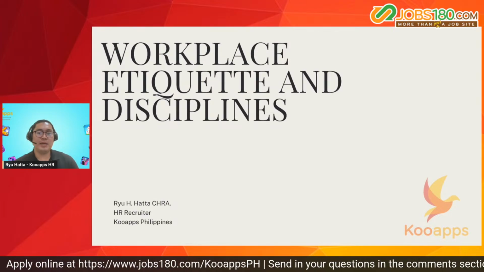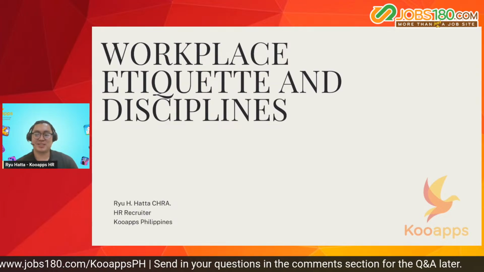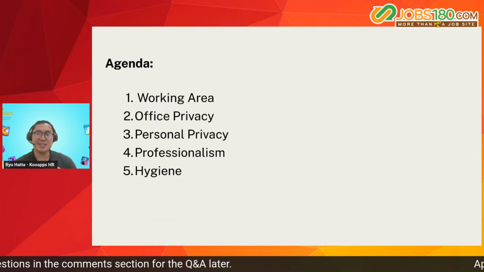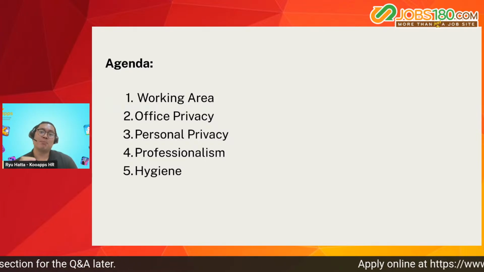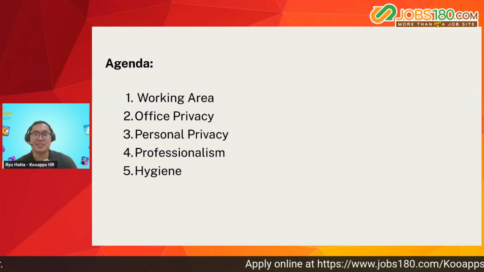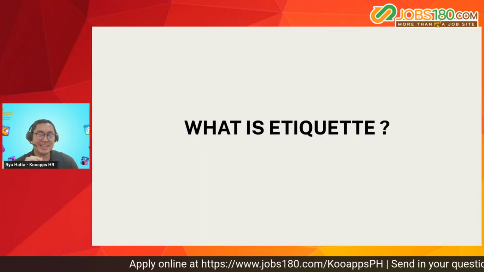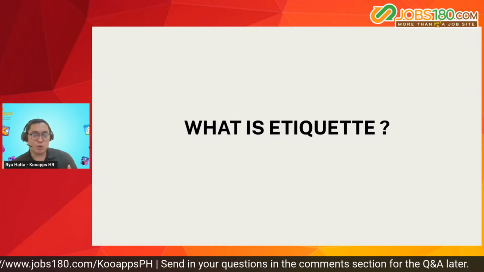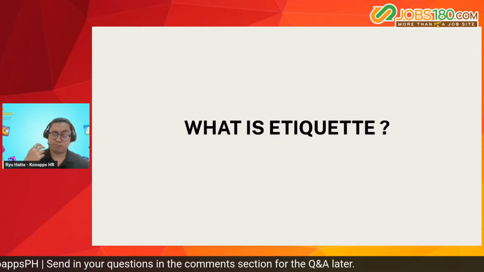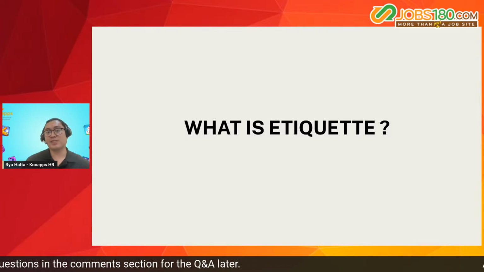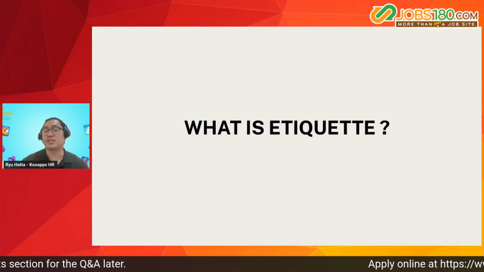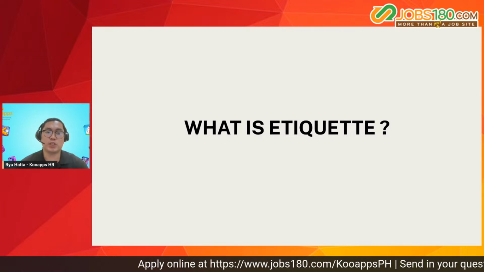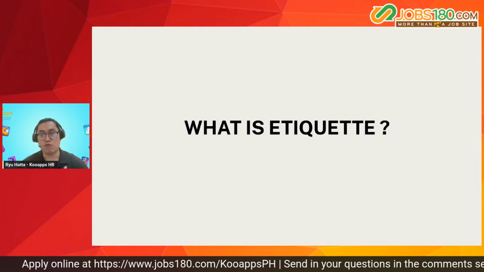So, our topic for today will be workplace etiquette and disciplines. And later on, we'll be tackling etiquette and discipline regarding the working area, office privacy, personal privacy, professionalism, and of course, hygiene. But before we begin, let's tackle what is etiquette. Etiquette is the accepted or the expected construct someone is to present during a specific setting or scenario. In our case today, it would be what is expected out of a person working in an office.